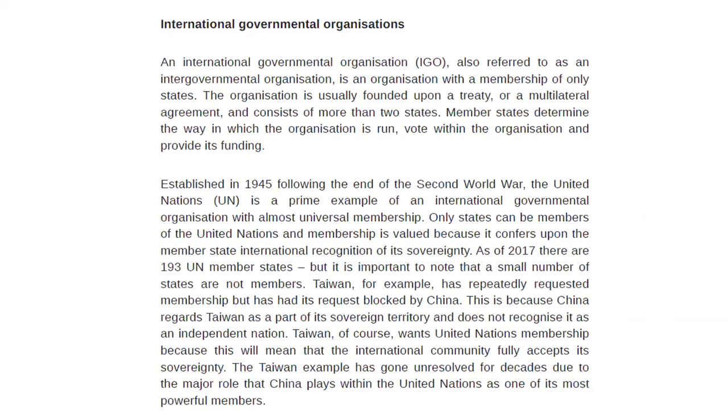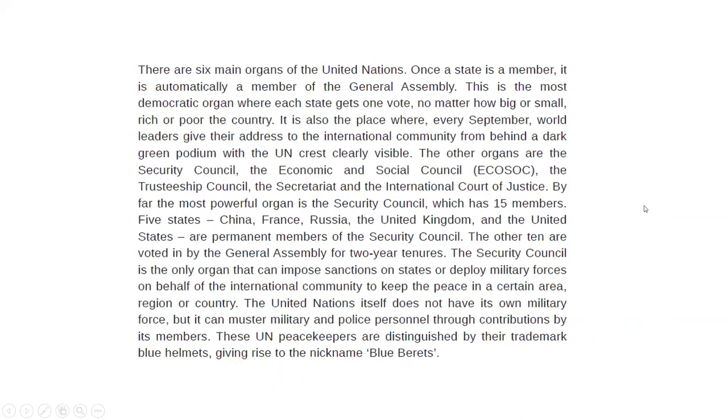And let's go back to the material. Where are you, material? There we go. Right. So we ended down here talking about Taiwan and China and being one of the most powerful in the United Nations. There we go. Continuing.